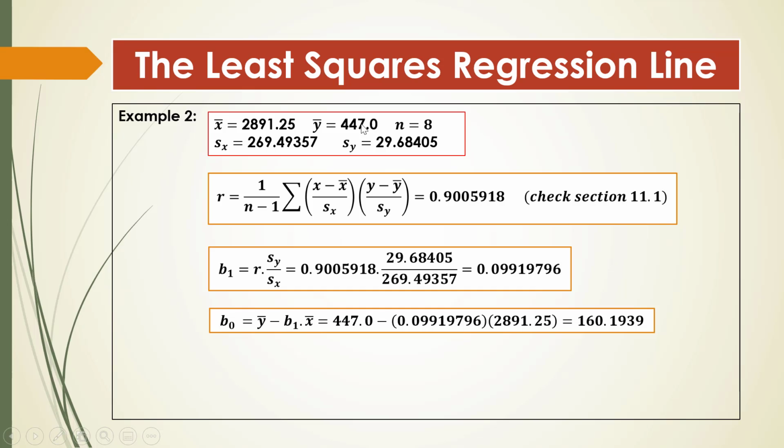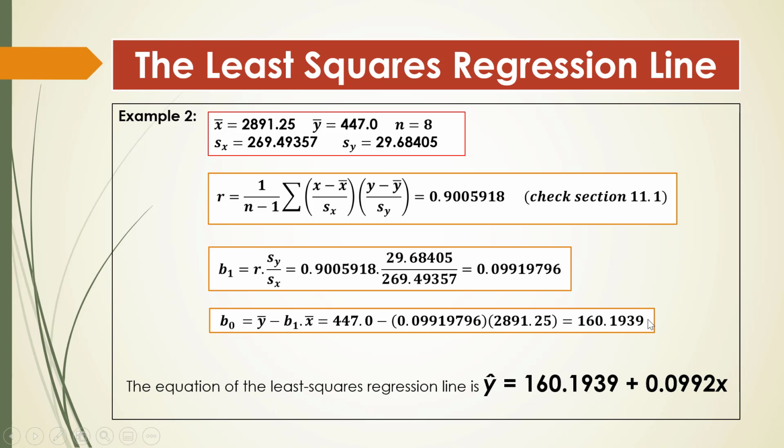And B naught is y bar subtract B1 times x bar. Y bar here is 447.0. The slope here is 0.09919796, and x bar is 2891.25, and the final answer is 160.1939. The equation of the least squares regression line is y hat is equal to 160.1939 plus 0.0992x.